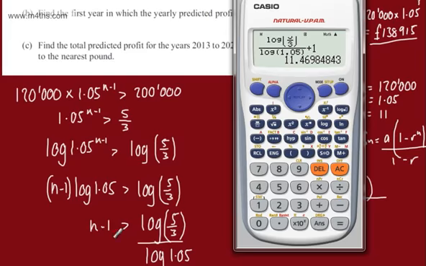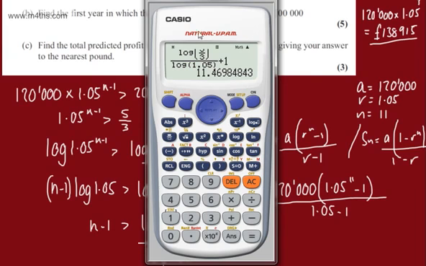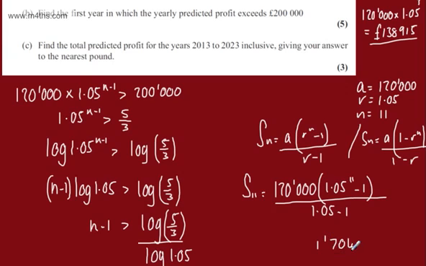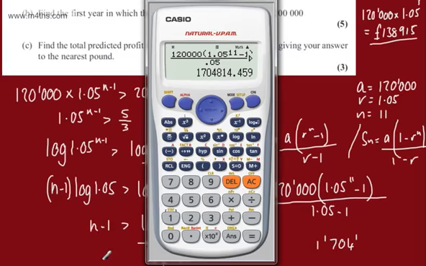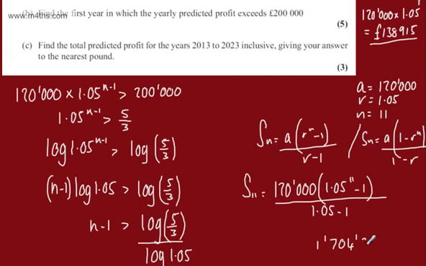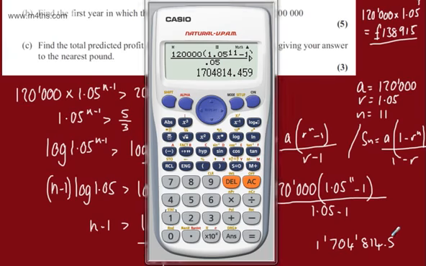So let's go ahead and evaluate that. Let's put that into the calculator. In the numerator, we have 120,000 times 1.05 to the power of 11, and we'll subtract away from that 1. And then in the denominator, we're going to have 0.05. Okay, so what's that give me? Let's write that down. We've got 1,704,814.459.